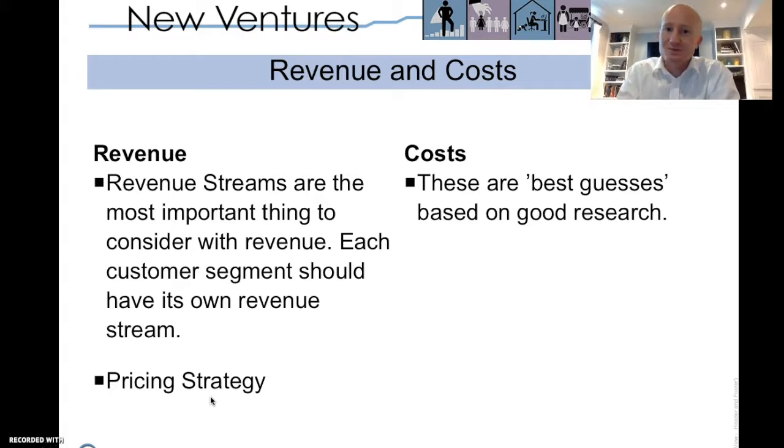Costs at the end of the day are best guesses, but they need to be based on good research. So don't just pick numbers out of the air. I want you to do some research. If you're talking manufacturing, then do some research and find what it would cost to manufacture. Okay, and then cite that research.